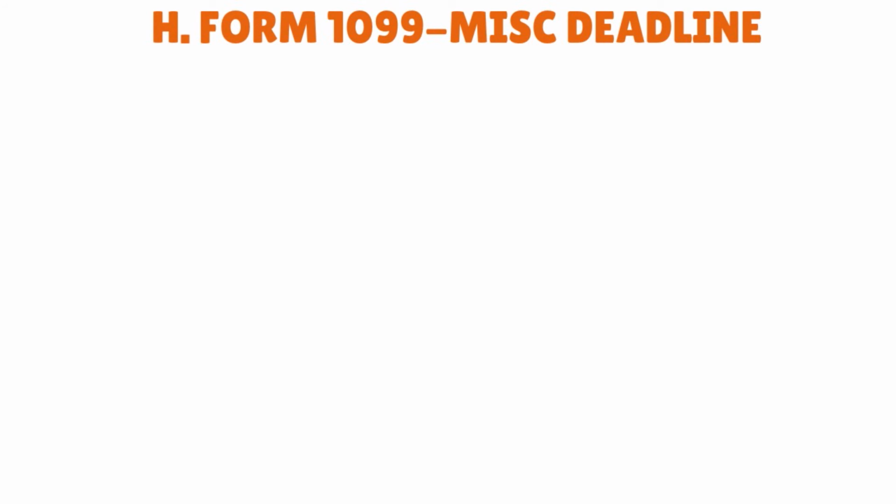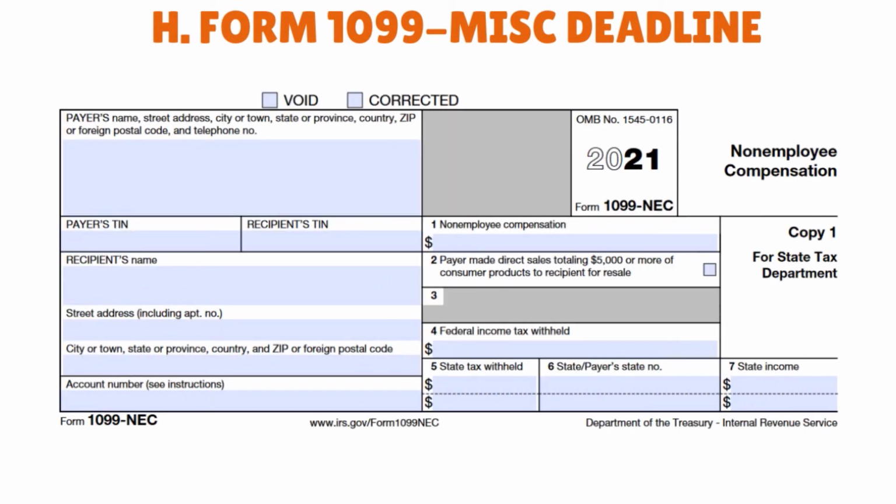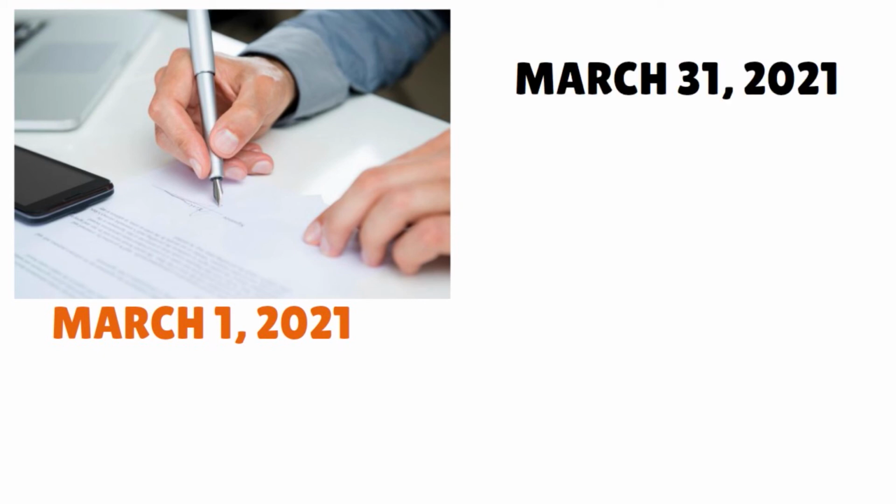So now, what is the deadline for filing Form 1099 MISC? With the new Form 1099 NEC being brought into the mix, Form 1099 MISC has a new deadline. If you plan on using the paper form, you want to file 1099 MISC by March 1st of the year, and this year March 1st, 2021. And Form 1099 MISC has a due date of March 31st, 2021 for electronic filing. So it's always in March of the tax year.